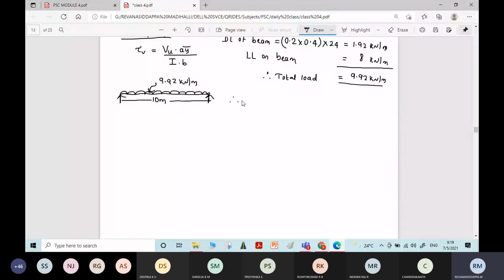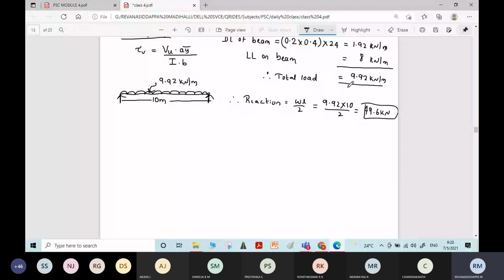Therefore, the reaction at the support is given by WL by 2. Intensity of load is 9.92 into 10 divided by 2. What is the answer? 49.6 kilonewton. Yes, 49.6 kilonewton.